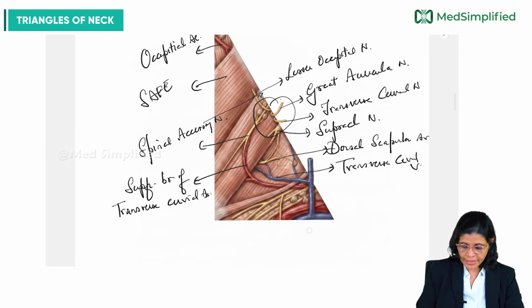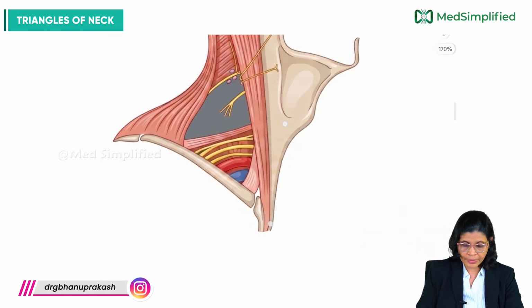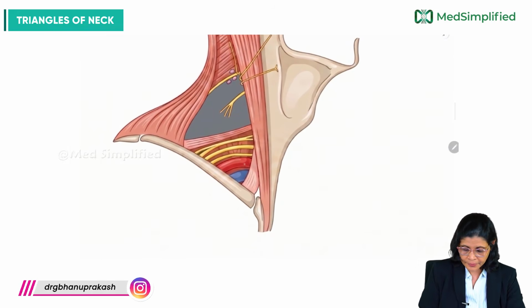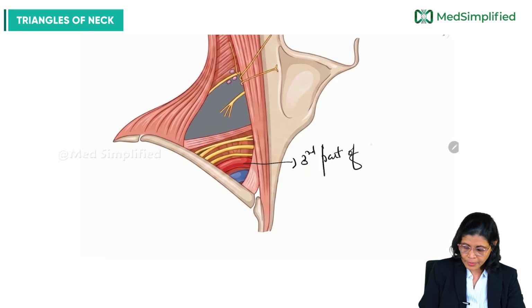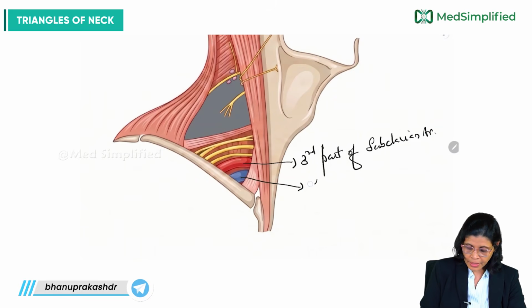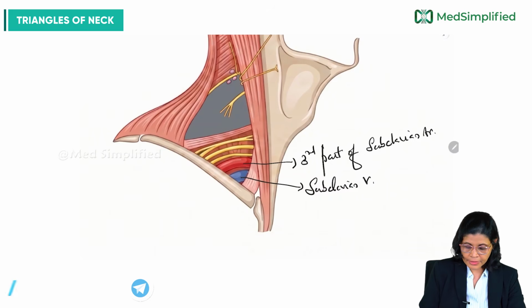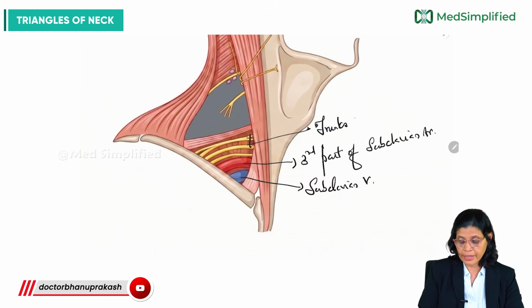In the subclavian triangle, we see the third part of the subclavian artery. We see the subclavian vein, and we see the trunks of the brachial plexus. We have three trunks of the brachial plexus: upper, middle and lower trunk. So the trunks of the brachial plexus are seen here.